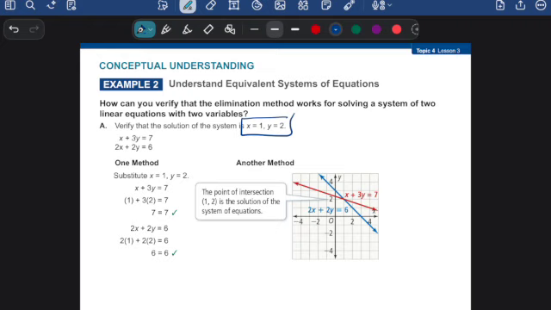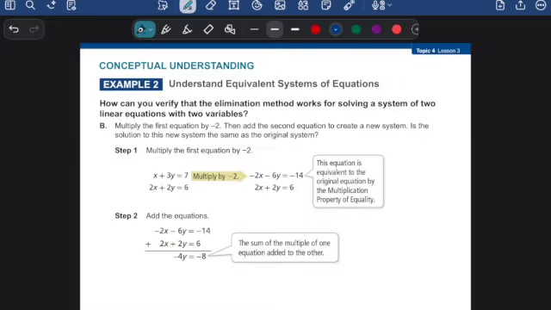So plugging in 1 for x and 2 for y, I get a true statement, 7 equals 7. And then plug it into the second equation, so 2 times 1 plus 2 times 2. 2 plus 4 is 6. That is a true statement. So that solution does make both equations true at the same time. You could also graph those two equations and verify that the point of intersection is at 1, 2.